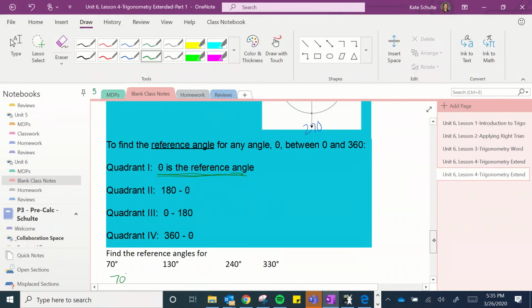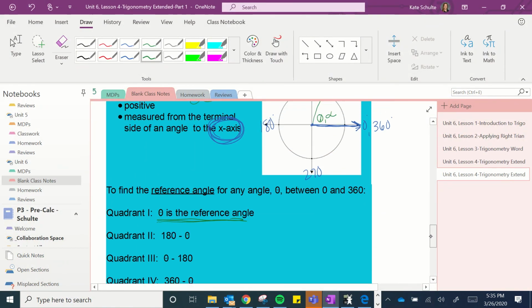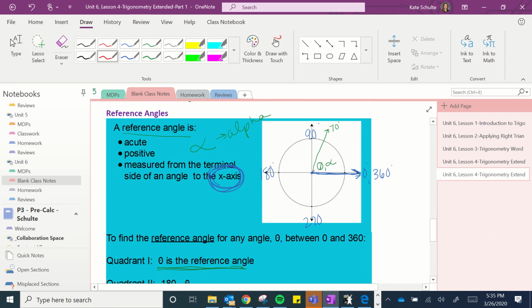All right, if I have 130, 130 is going to be in the second quadrant, right? More than 90, less than 180. So this is now my theta, is 130. Well, 130 is obtuse, so I know it can't be the reference angle because reference angles have to be acute. It's measured from the terminal side to the x-axis, so I know I can't go back to the 0 because that's obtuse. And so my alpha is actually in here. This is my reference angle. It's between 130 and the x-axis.